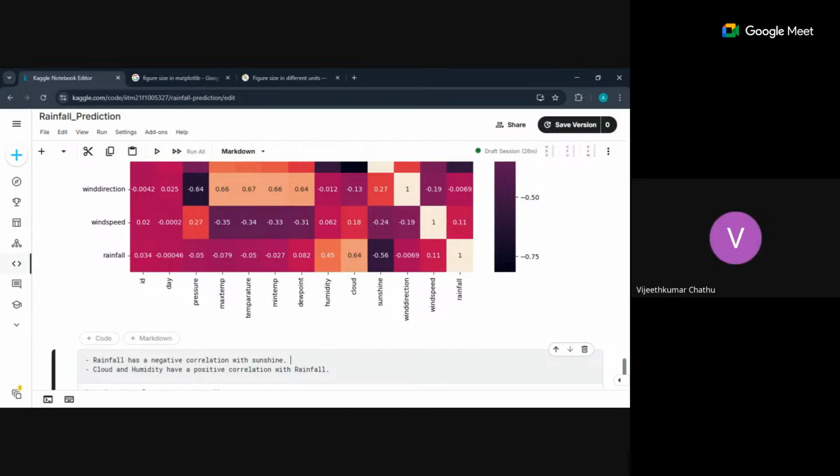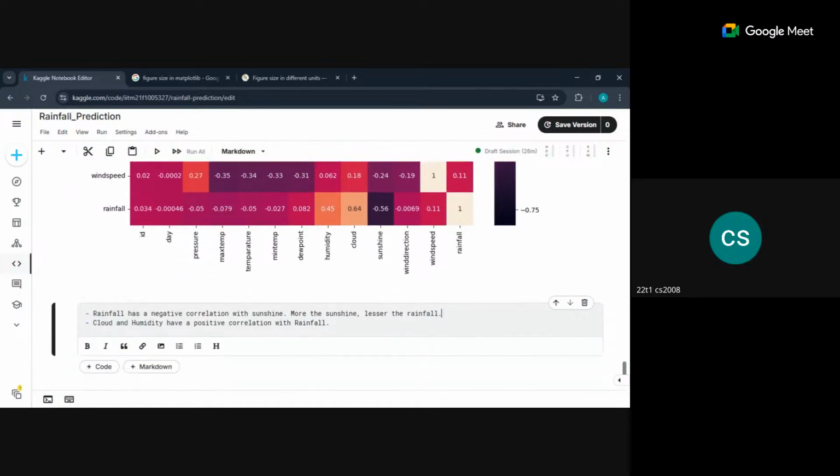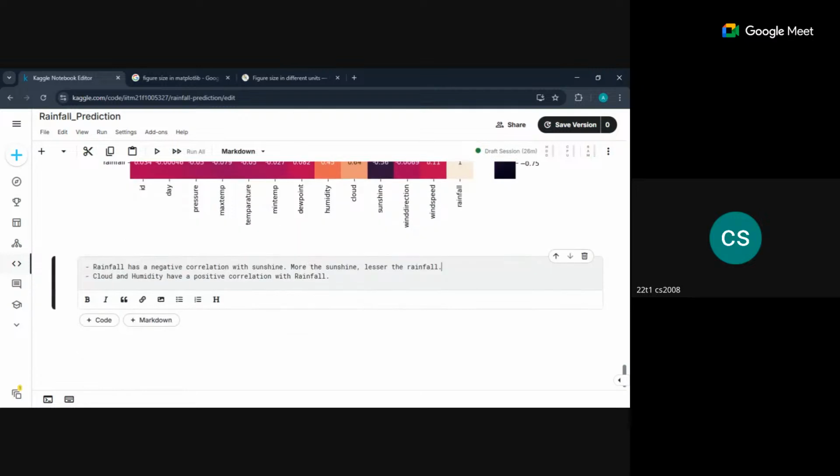For example, we can tell that when there is high rainfall, then there is no sunshine, or when there is sunshine, there is no rainfall. Let's go with the other way around because rainfall is a target, right? The more the sunshine, the lesser the rainfall. Of course, you can phrase it better, but this should be the idea. Wherever possible, try to include statements that do not sound too technical as well.